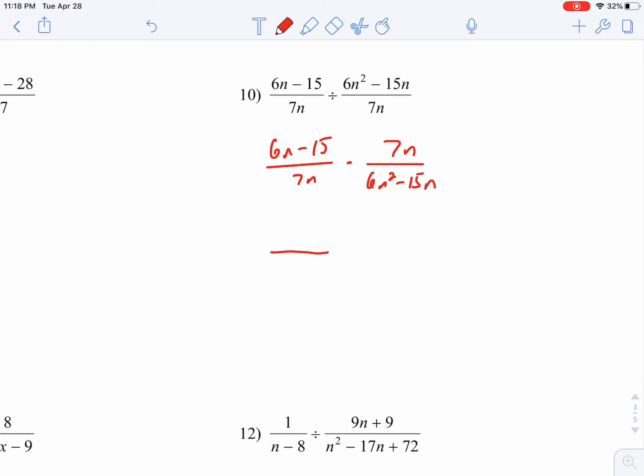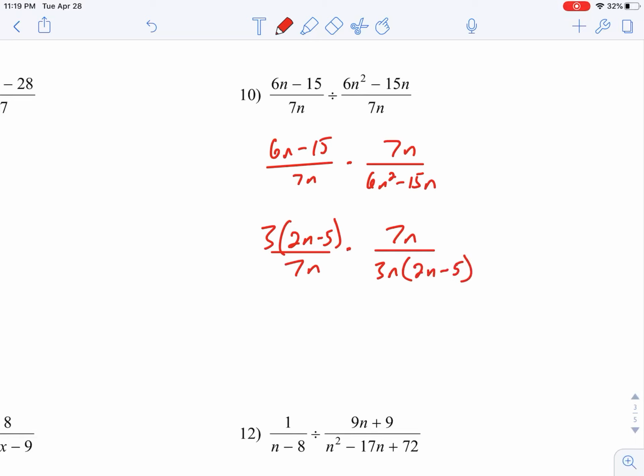And then factor everything that we can. All right, 7n and 7n are monomials. They're not going to factor. The top one we can factor out a 3, and we'll be left with 2n minus 5. The bottom one we can factor out a 3n, and we'll be left with 2n minus 5.